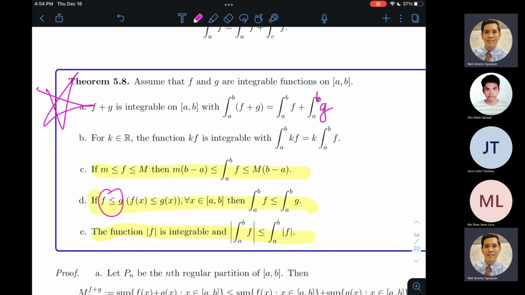Alright, what else? Okay. Kung may mga nakita kayong typo, paki-send na lang ako ng email or chat para ma-correct natin yung lecture notes. Alright.